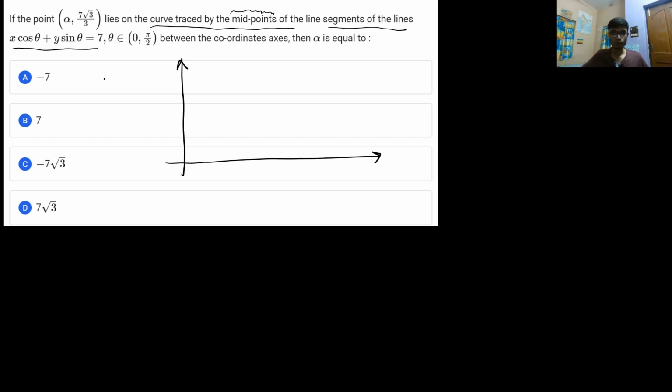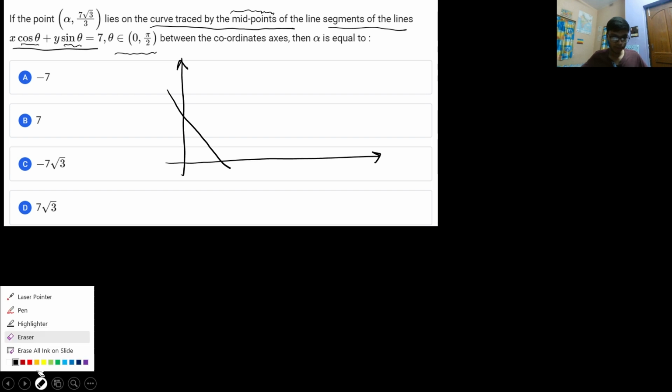So this is saying that there is a line segment which looks like this. But since cos theta and sin theta are present, and theta varies from 0 to pi by 2, the lines will go on varying in different fashion. Now let me give you an example of how the lines can vary.